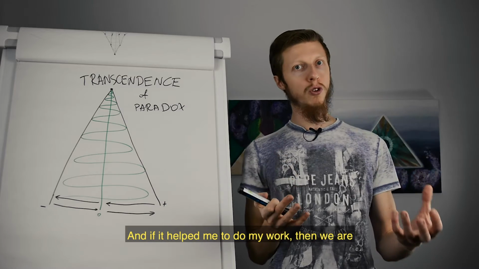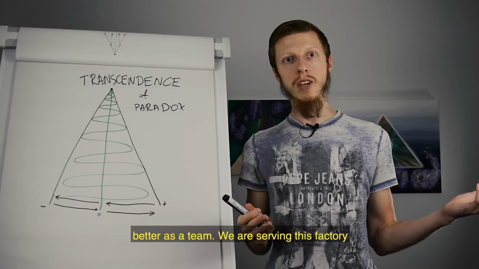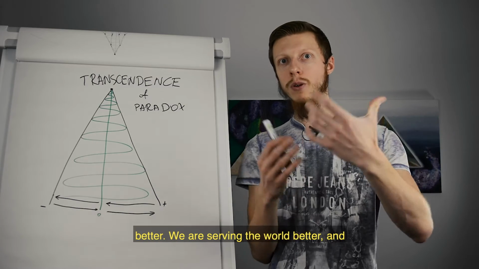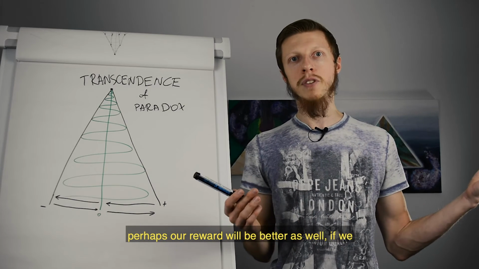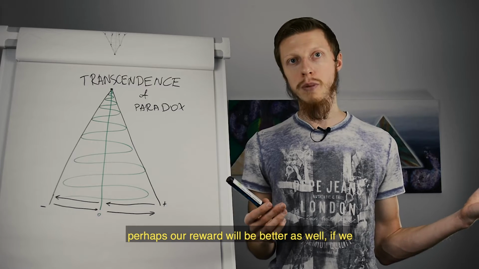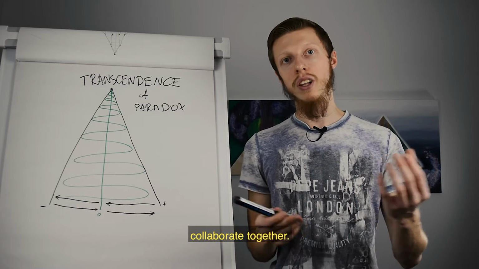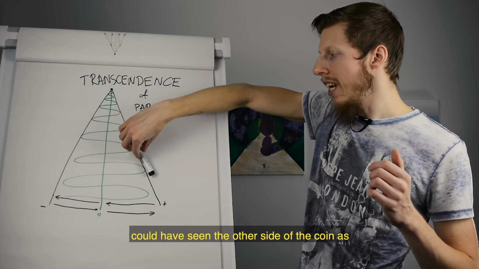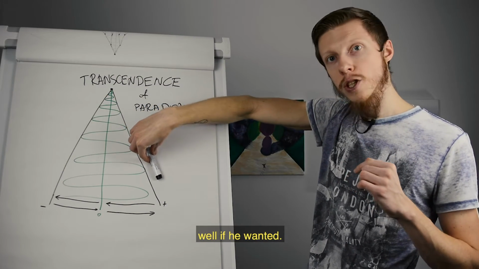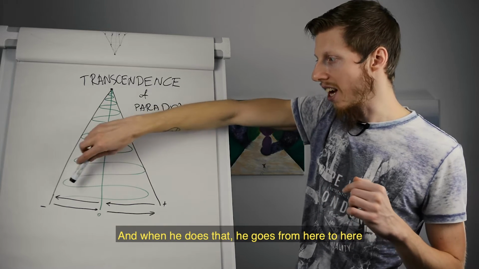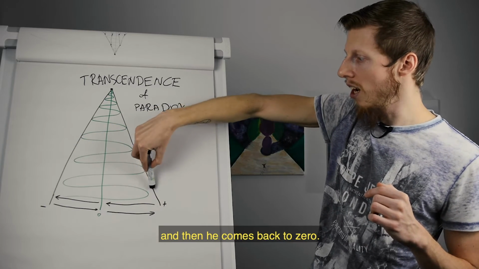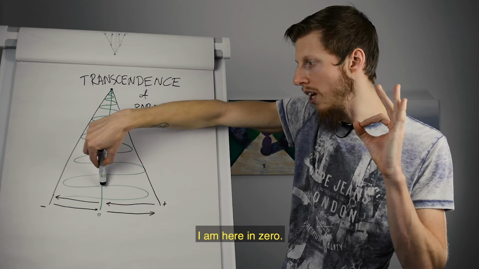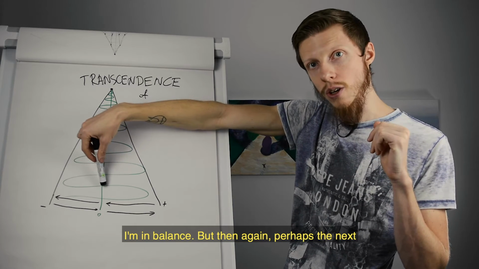And if it helped me to do my work, then we are better as a team. We are serving this factory better. We are serving the world better. And perhaps our reward will be better as well, if we collaborate together. So he was seeing just one side of the coin, but he could have seen the other side of the coin as well if he wanted. And when he does that, he goes from here to here, and then he comes back to zero. Okay, I have transcended this judgment already, I am here in zero, I'm in balance.